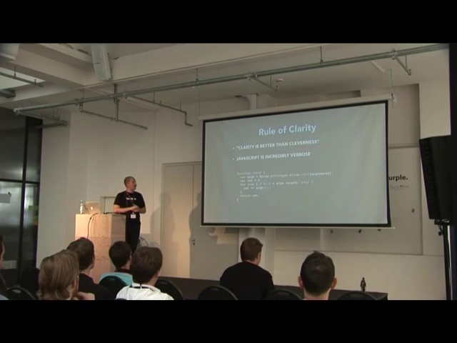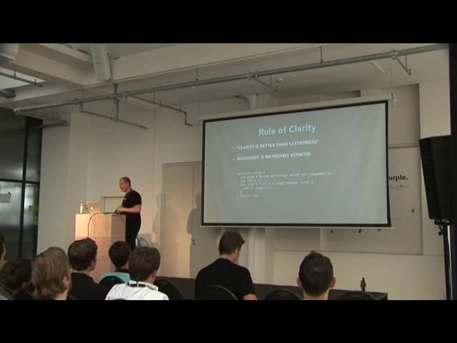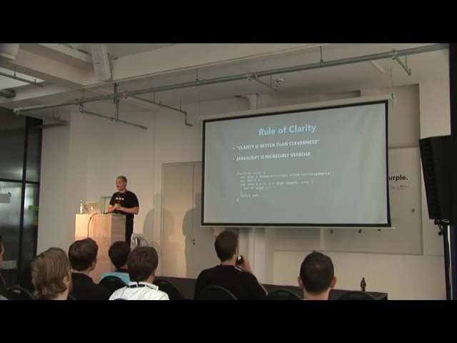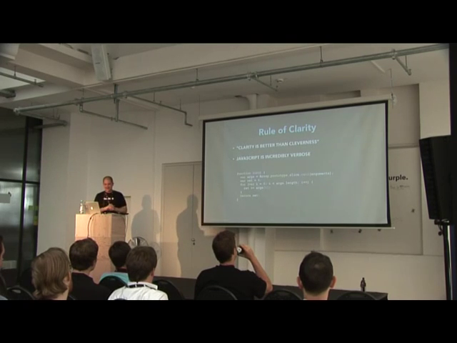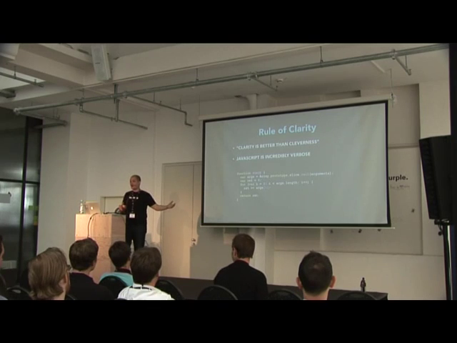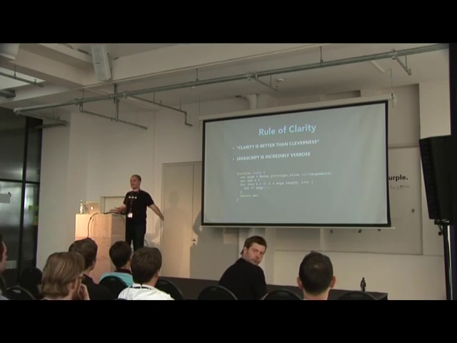Another rule of clarity. Clarity is better than cleverness. This is very hard in JavaScript. In order to write any maintainable JavaScript code, you have to be incredibly verbose. So let's take an example. We have the function sum here. Sum takes var args, a variable number of arguments, sums all the arguments and returns the sum.